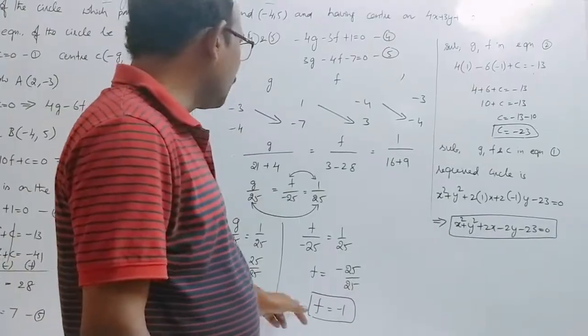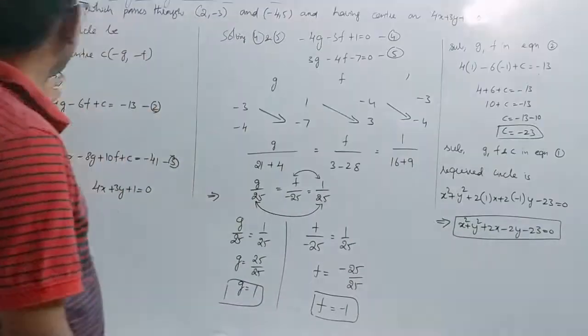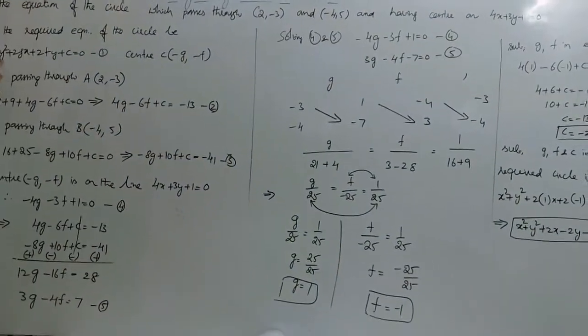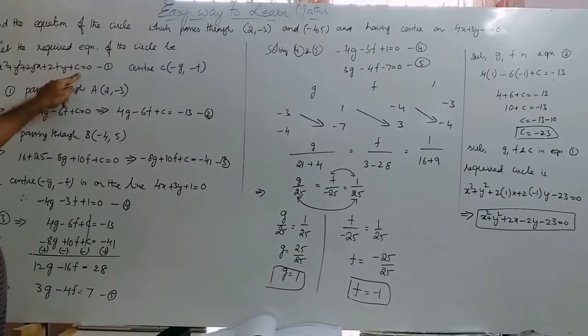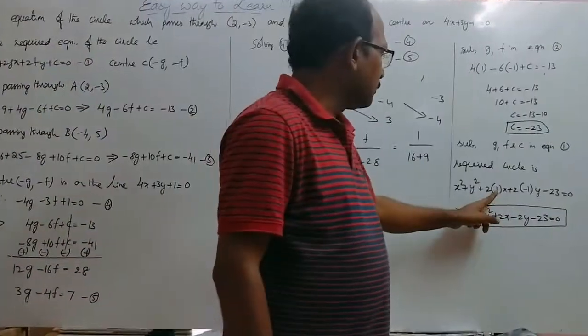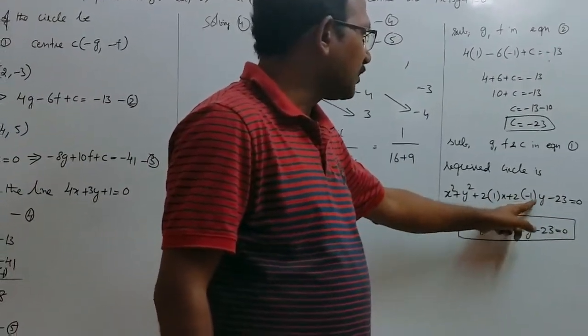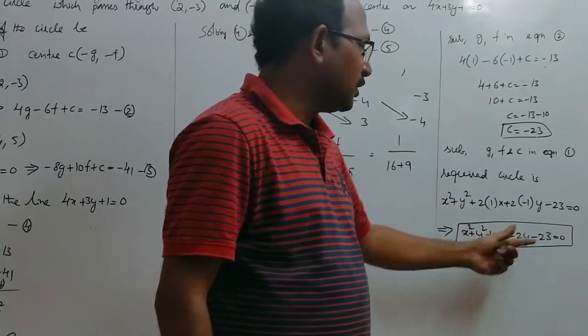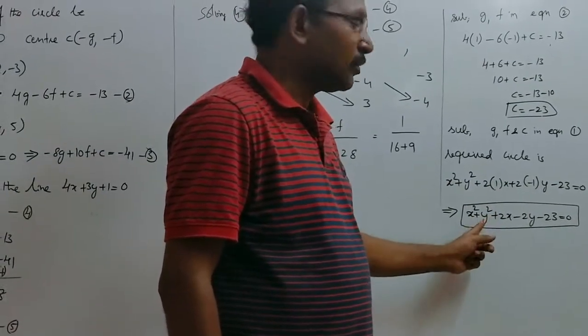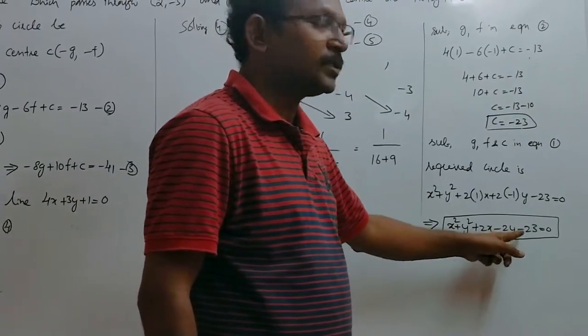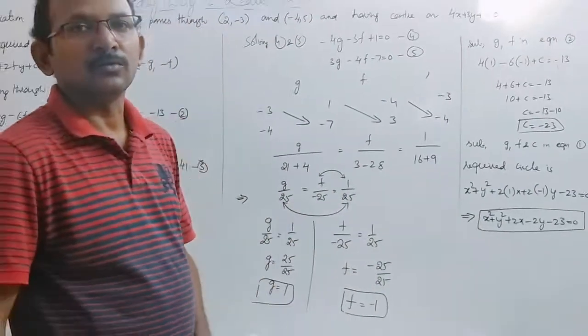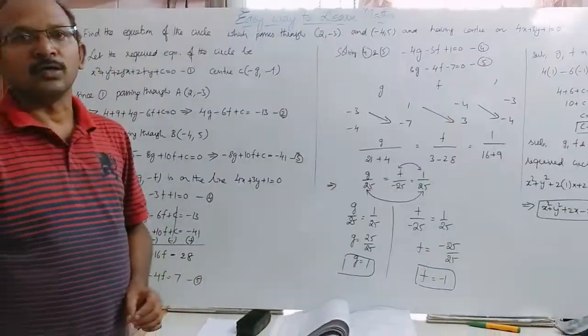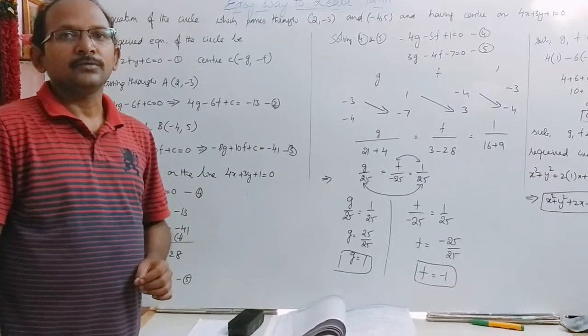Then substituting these three values g, f and c in equation 1, x square plus y square plus 2gx plus 2fy plus c equals 0, in place of g 1, in place of f minus 1, and in place of c minus 23. The required equation of the circle is x square plus y square plus 2x minus 2y minus 23 is equal to 0. This is the method to adopt, first method.